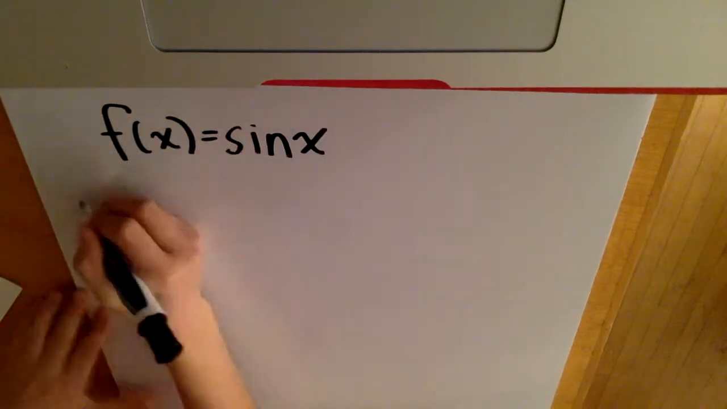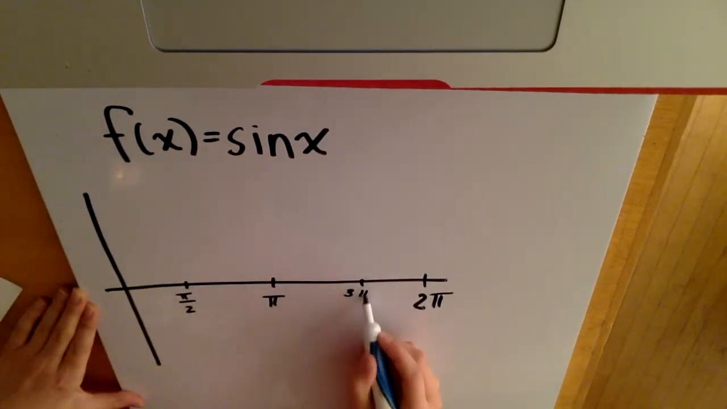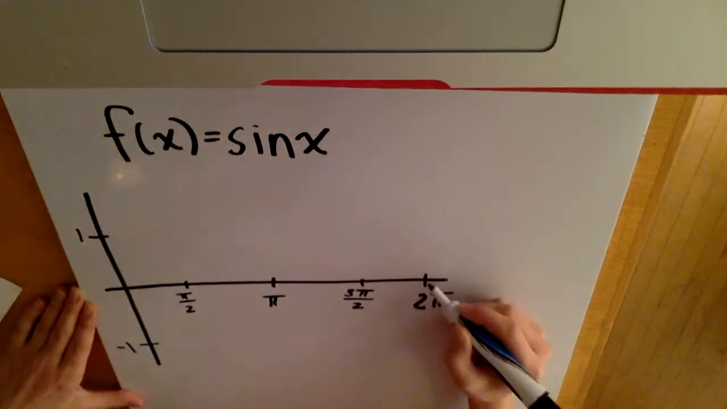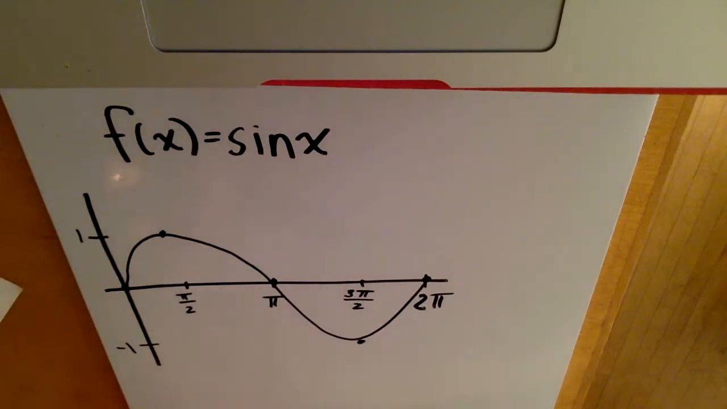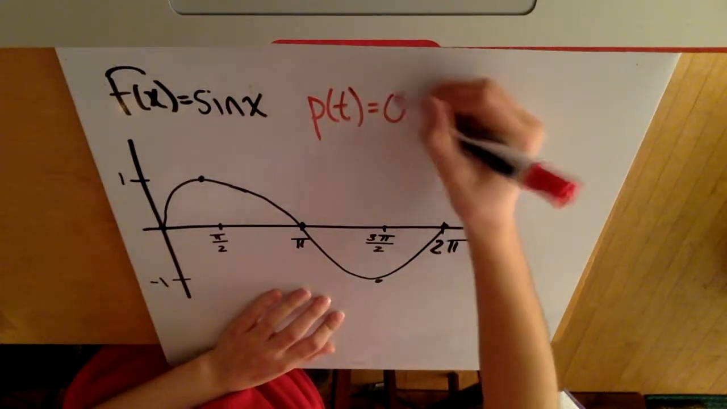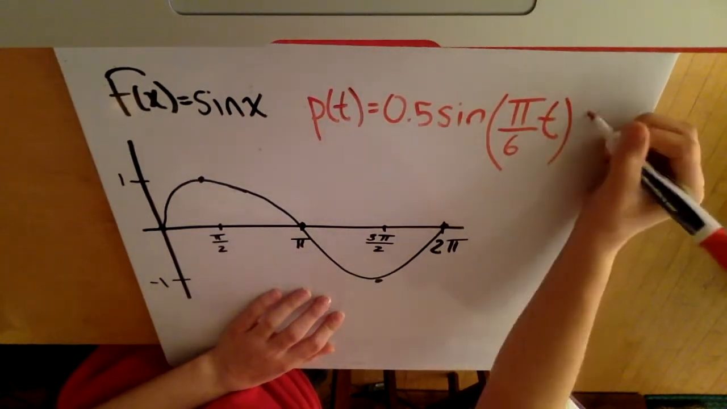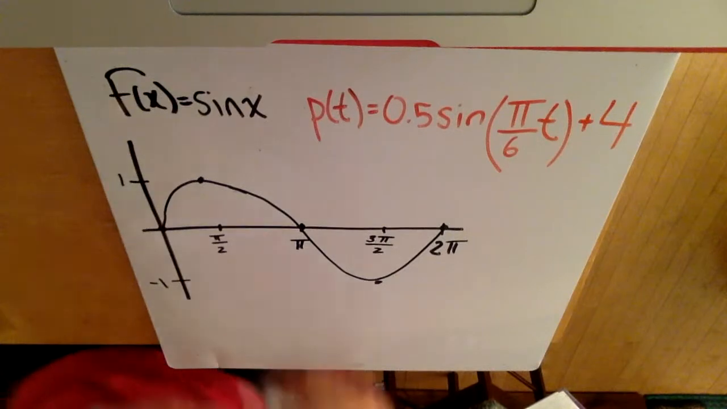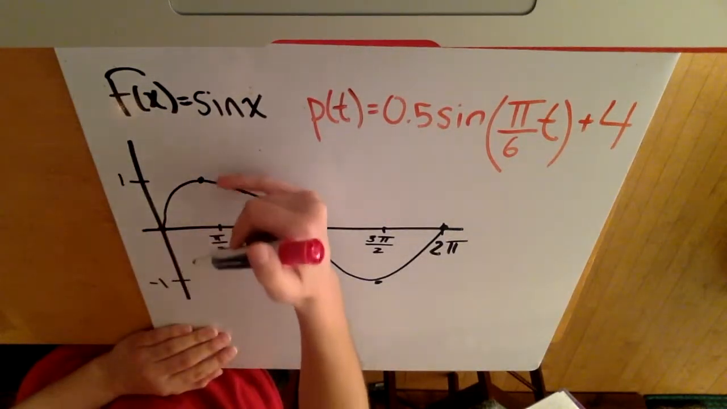First, we'll draw our base positive sine graph, which has a period of 2 pi, and it has zeros at 0, pi, and 2 pi. It reaches a maximum value of 1 at pi over 2 and a minimum of negative 1 at 3 pi over 2. Now we'll draw our function P(t) equals 0.5 sine (pi over 6 t) plus 4, which has been compressed vertically, compressed horizontally, and shifted up 4 units.